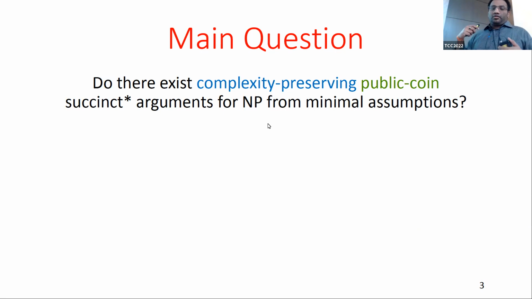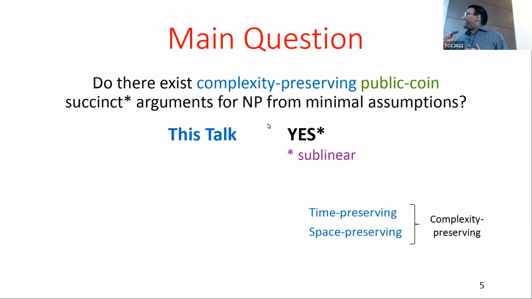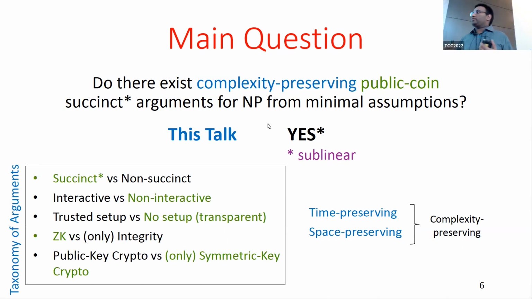The main question we are trying to investigate in this work is, can we construct a complexity preserving public coin succinct argument from minimal assumptions? And the answer is yes. So first, what is complexity preserving? It basically means that the prover's complexity has minimal or no overhead compared to verifying an NP statement in a standard way.